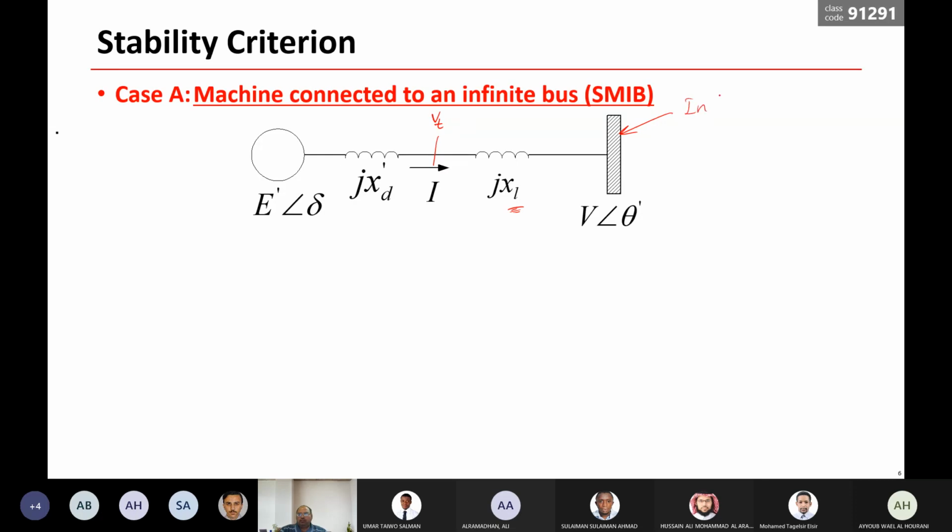What is the characteristic of the infinite bus? What do you mean by infinite bus? Can anybody remind us what the characteristic of the infinite bus is? Hussein, Ali? The voltage is constant, magnitude and phase. Okay. What else?